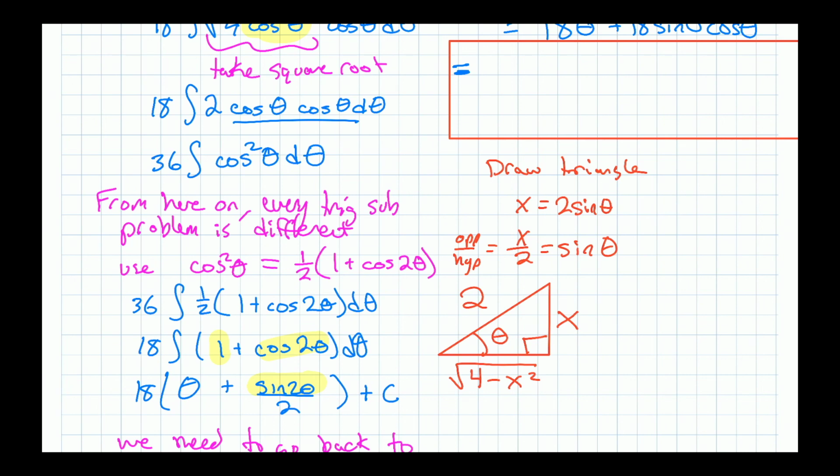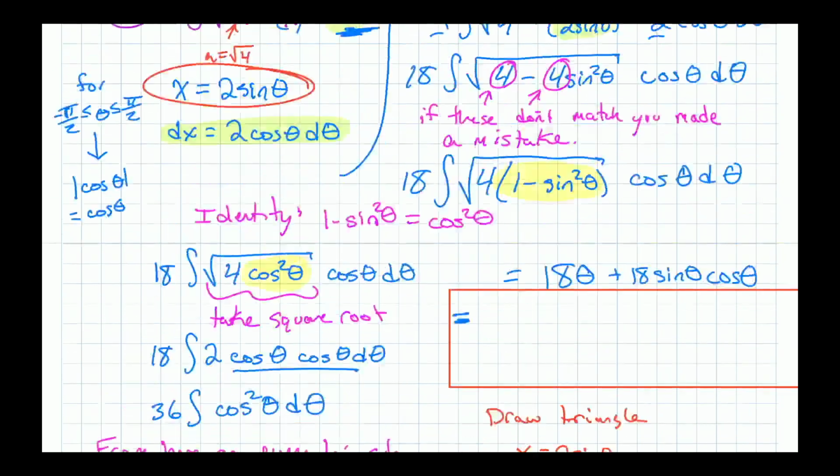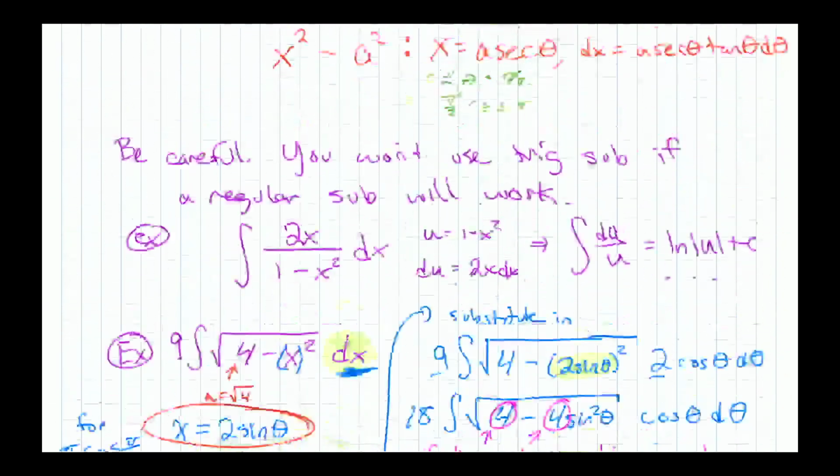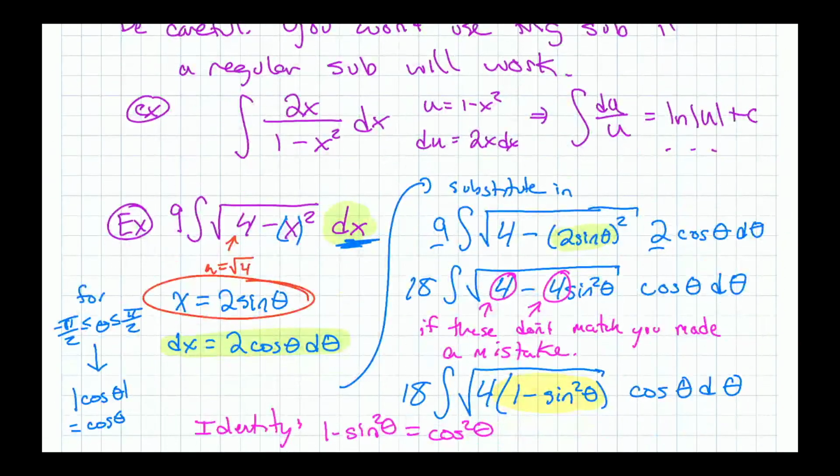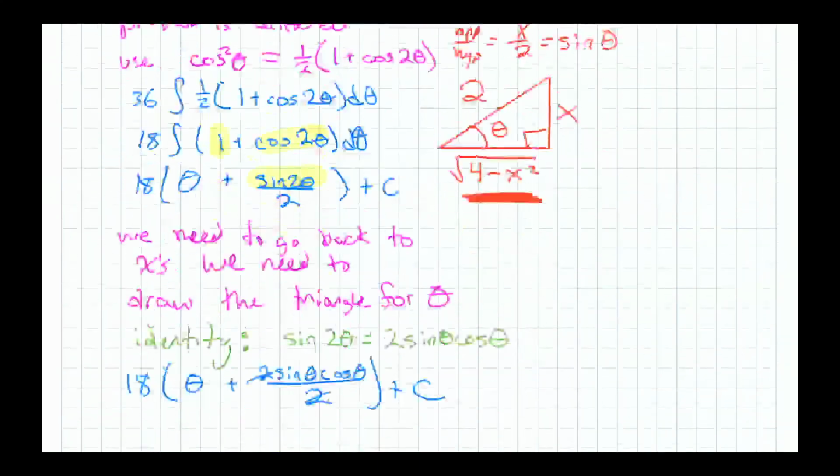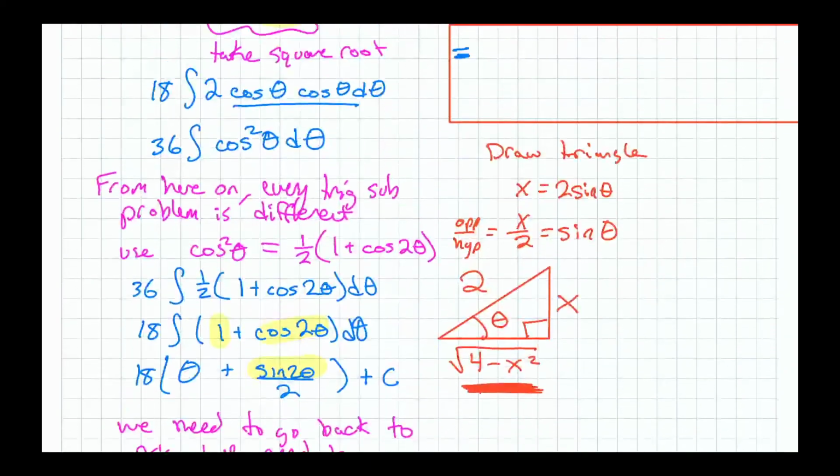By the way, it's a good sign when your third side looks like what you had in your original integral. We had an integral with 4 minus x squared, and look at that, 4 minus x squared. It doesn't always happen though, so it doesn't necessarily mean anything.